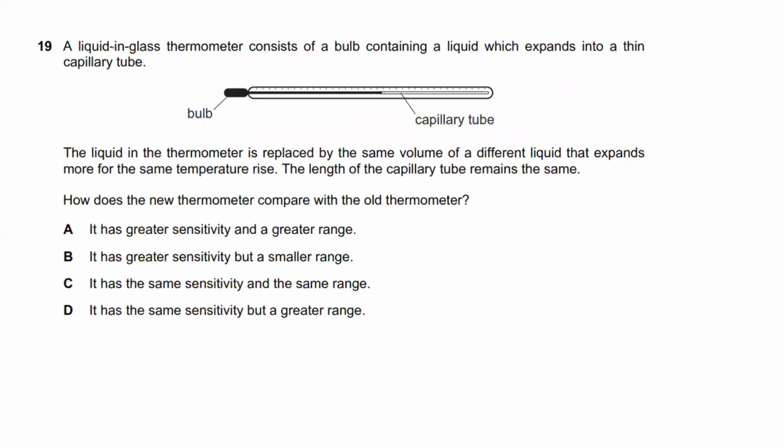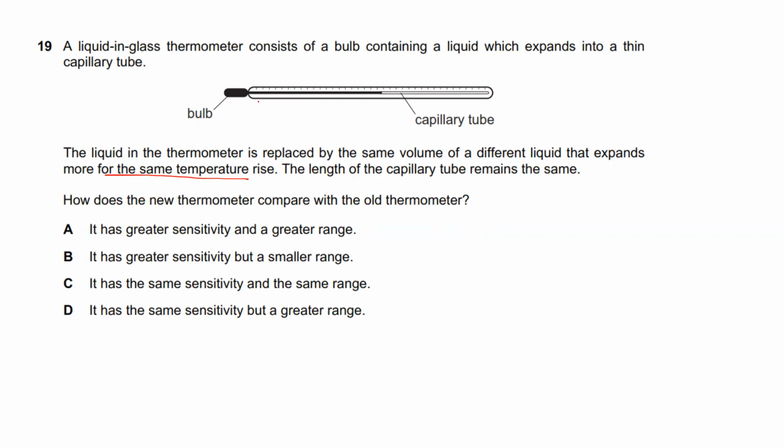Next question, question 19. It says a liquid in glass thermometer consists of a bulb containing a liquid which expands into a thin capillary tube. The liquid in the thermometer is replaced by the same volume of a different liquid that expands more for the same temperature rise. The length of the capillary tube remains the same. So the question is, how does the thermometer compare with the old thermometer?